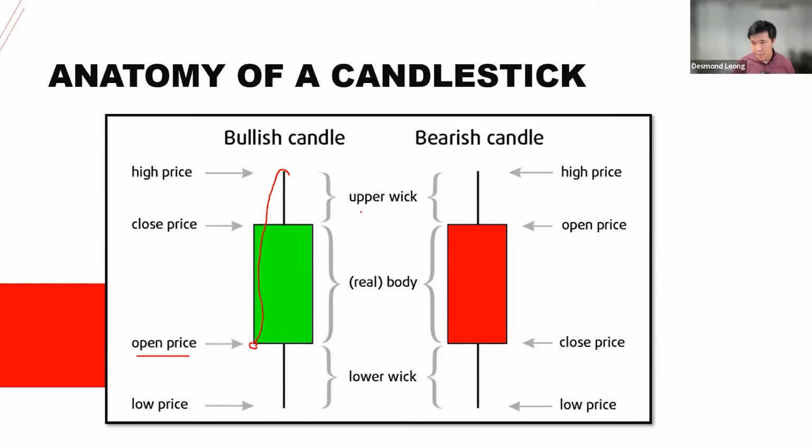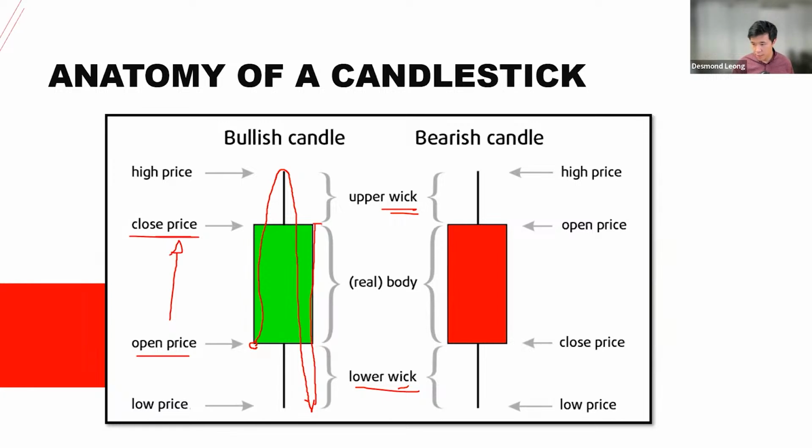So you notice there's this thing called the wick, or some people call it the shadow. That's where it goes all the way to the top, then comes all the way to the bottom. Price comes all the way to the bottom, so that's where there's a lower wick. And then it comes all the way to the top and closes over here. So if the closing price is above the open price, it's a bullish candle. It's green.